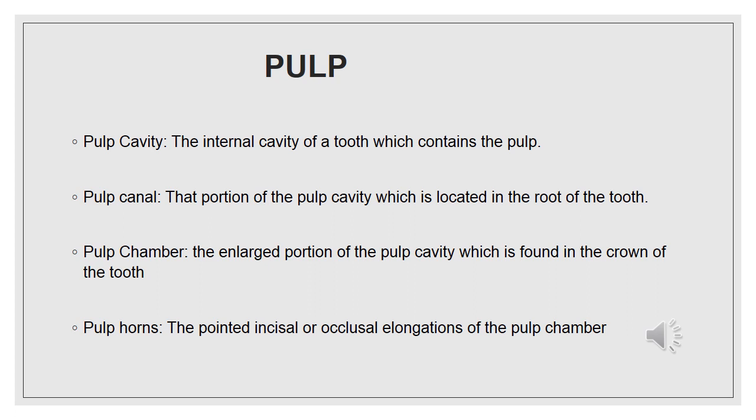Now another term, pulp horns. What are pulp horns? These are the pointed, incisal or occlusal elongations of the pulp chamber.